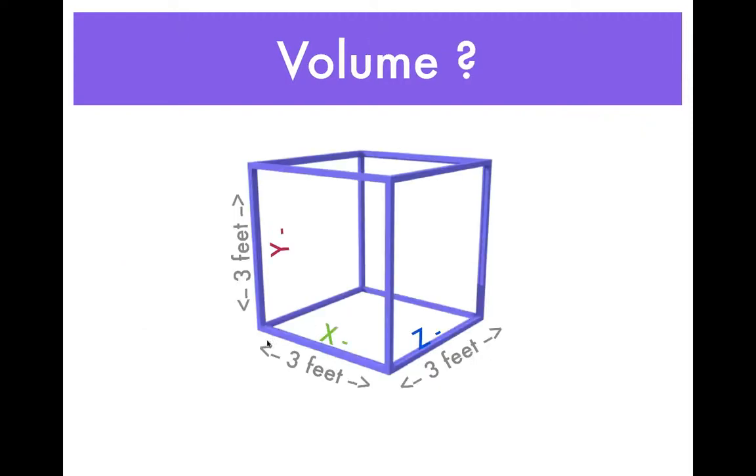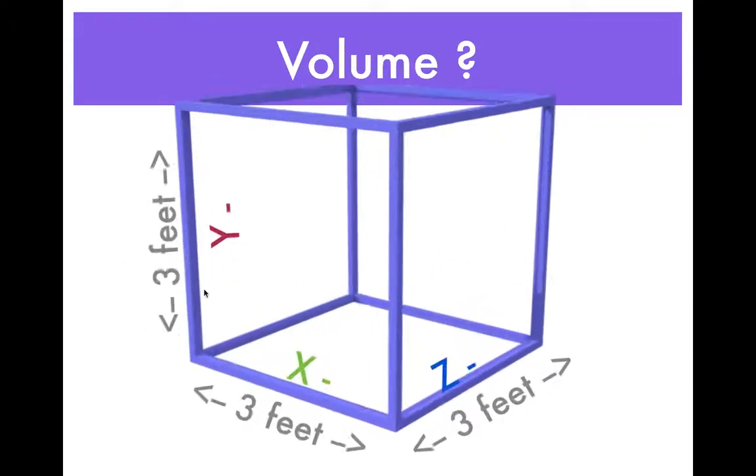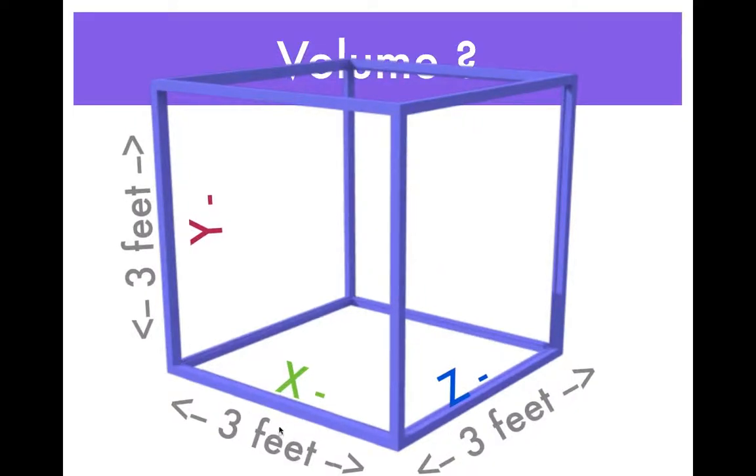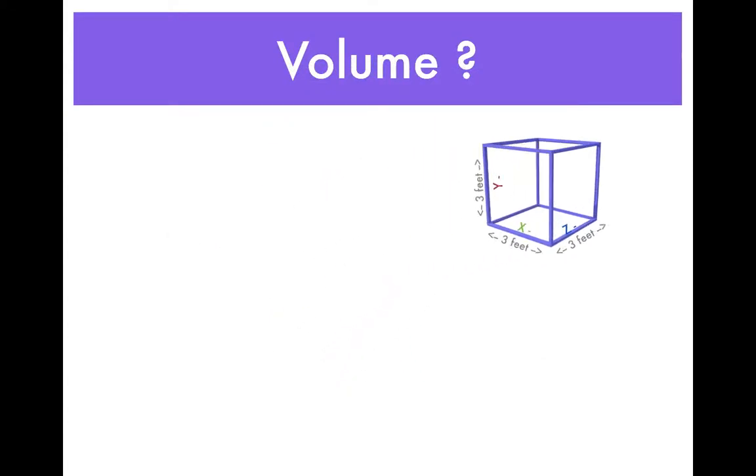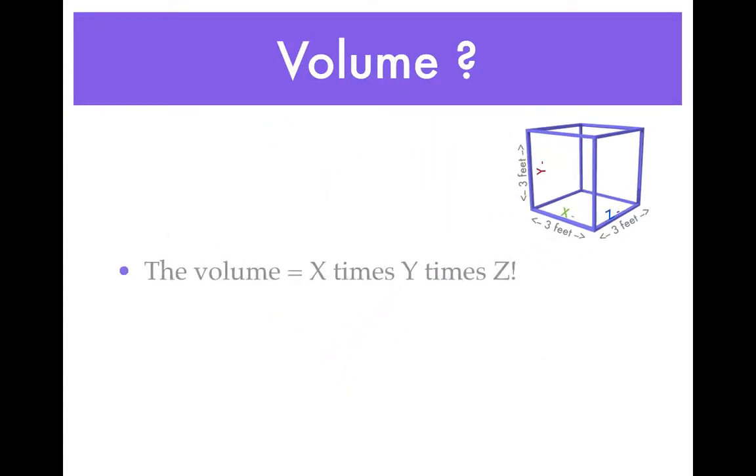Now let's get a little bit more complicated. Let's say our cube is 3 feet on each side, okay? We just grew it up a little bit. 3 feet by 3 feet by 3 feet, 3 on Y, 3 on X, 3 on Z. So how do we calculate it? Once again, we know the calculation is X times Y times Z. So this math's a little harder, but I'll bet you can do it.